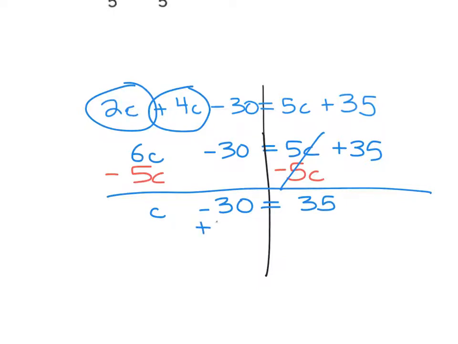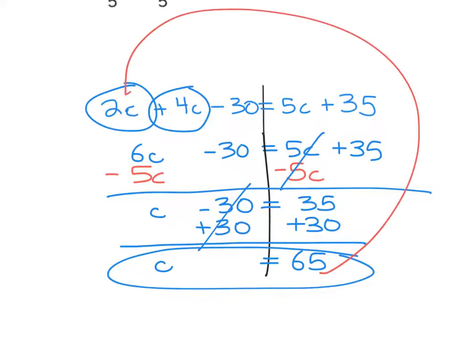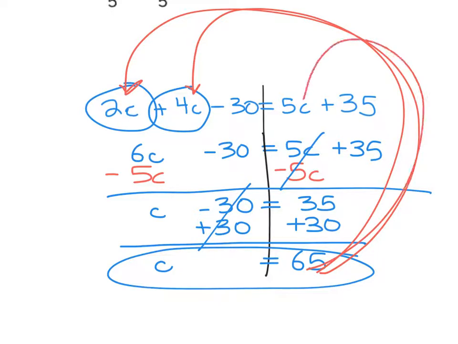Now my last step is to add 30 to each side to undo that negative 30. Negative 30 plus 30 is 0, and I'm left with c equals 65. Again, like I said previously, we are not going to check our work, but if we wanted to, we could just plug in 65 back into the problem. So I would have 2 times 65 plus 4 times 65 minus 30 equals 5 times 65 plus 35.